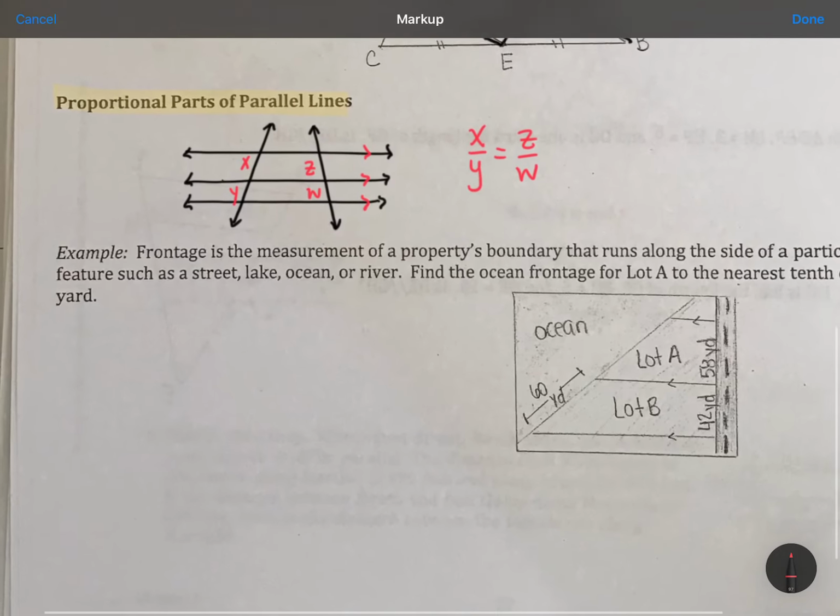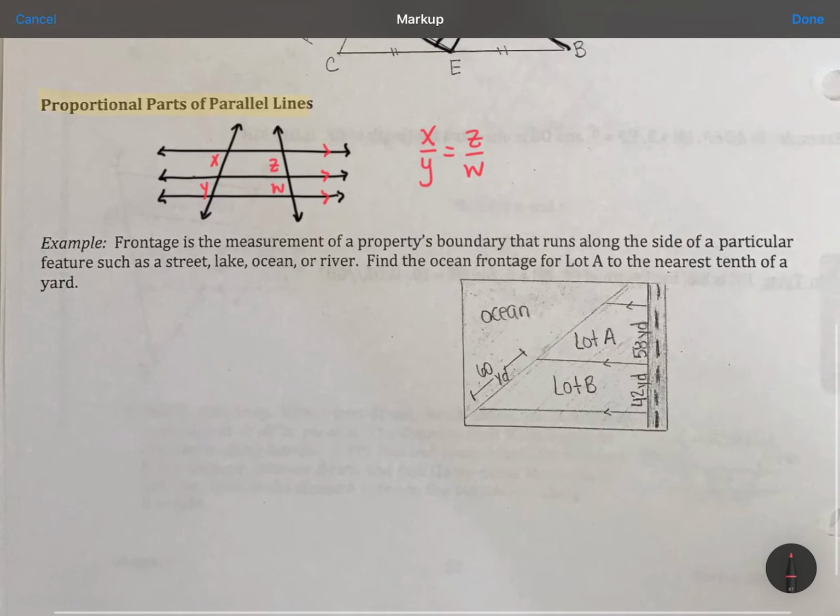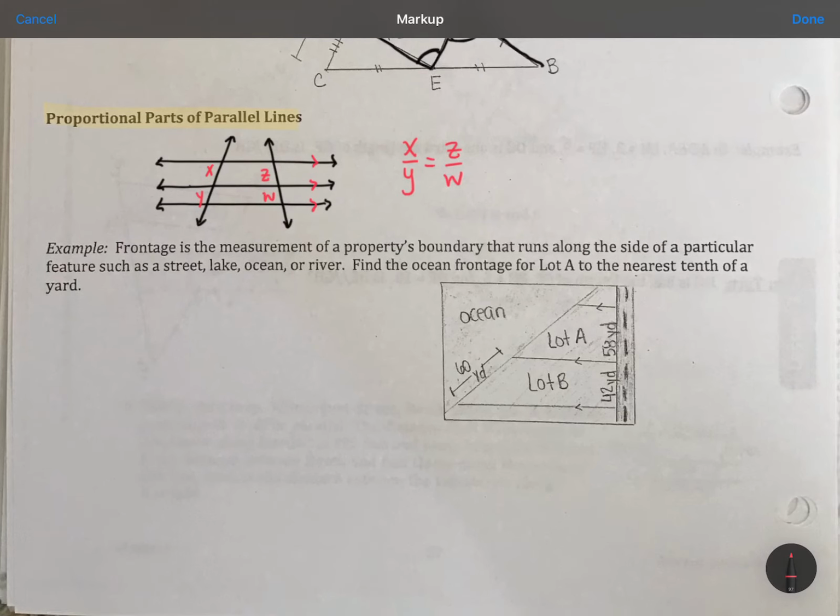So here is an example. Frontage is the measurement of a property's boundary that runs along the side of a particular feature, such as a street, lake, ocean, or river. Find the ocean frontage for lot A to the nearest tenth of a yard. So I am looking for this segment here. I'm going to call it X.